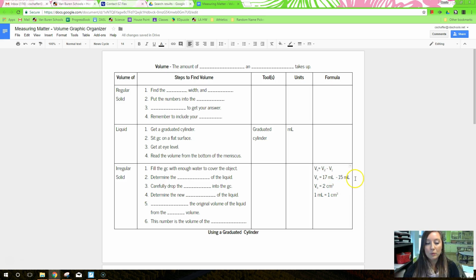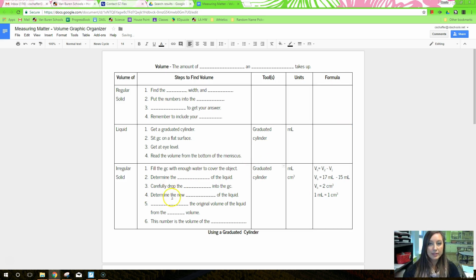Up here, we were finding the volumes of the liquids, but once we subtracted them, we were actually finding the volume of a solid, which is why we changed that unit. So the units that we're going to be using are milliliters first, and then changing it to centimeters cubed. And the tool that we're going to be using is just our graduated cylinder.